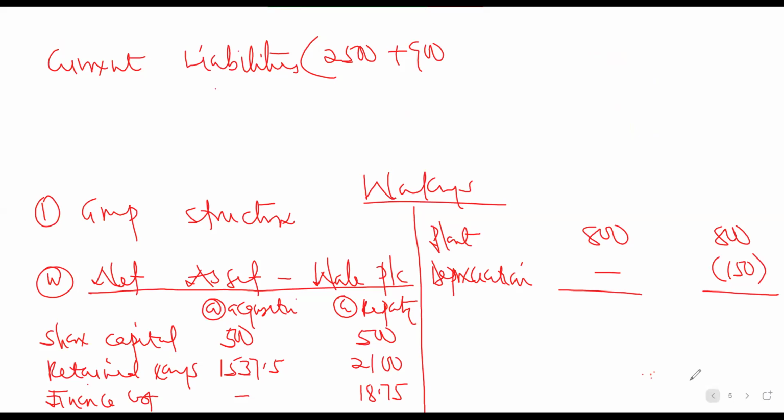What will be the net asset at acquisition? I'm getting 2837.5. That is confirmed. Okay, let's come to 500 plus 2,100 plus 18.75 plus 800 minus 150. I'm getting 3268.75. That is confirmed too.